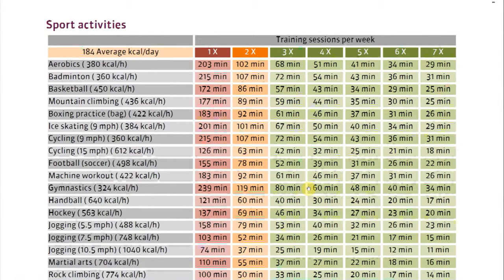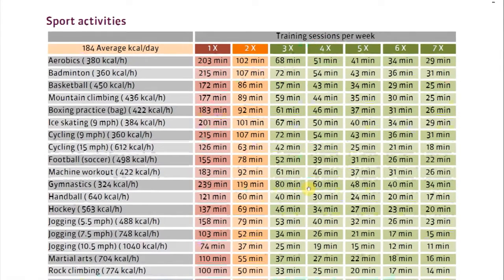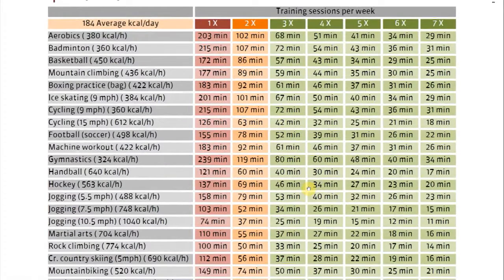First, you decide, I want to do sports or exercise 4 times a week, for example. If that is the case, you go for this training sessions per week 4, and this is the column that you're interested in. And then you say, okay, what do I want to do? For one, I like hockey. Hockey, we know, burns 563 kilocalories per hour. And if I were to do it 4 times per week, I would do 34 minutes of hockey. So I would take a sheet of paper and say half an hour of hockey on Monday.